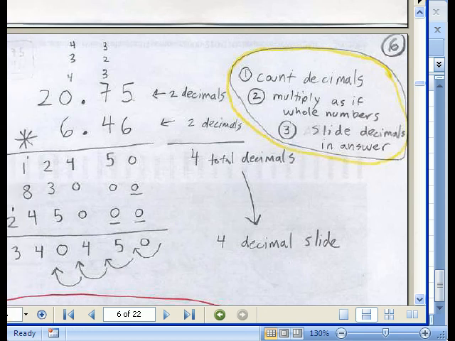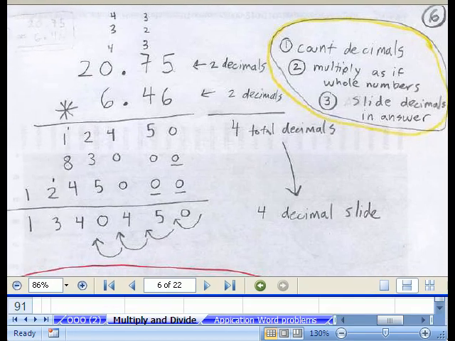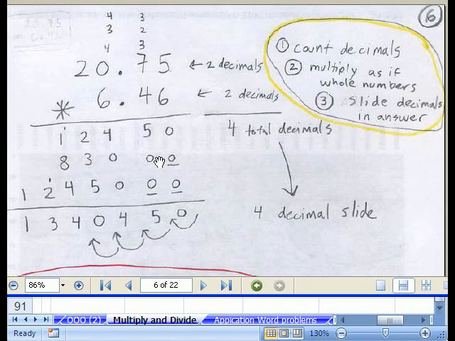Let's see if I can bring this better into the screen here. The key to multiplying decimals is to just multiply straight, but you've got to count the decimals. I have the 1, 2, 3 steps over here. First, you count your decimals. There's 1, 2. And then 1, 2 here, so you add them. 4 total decimals. So at the very end of the problem, we will scoot our decimal to the left.